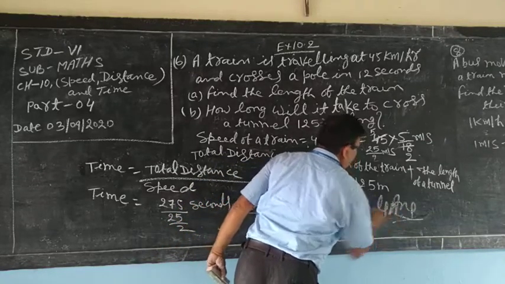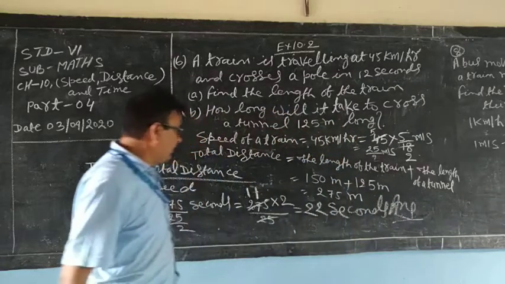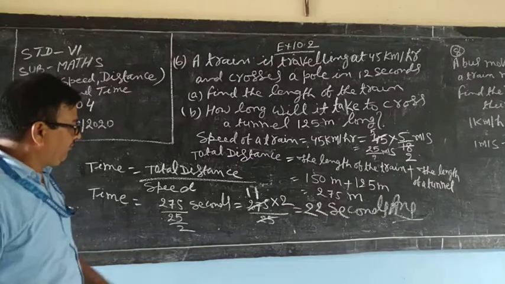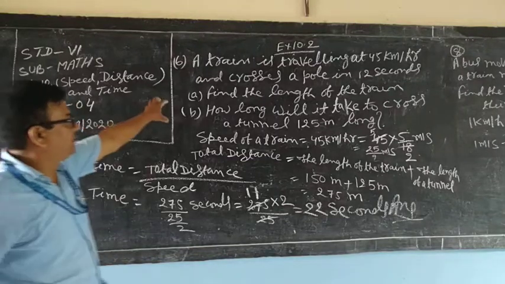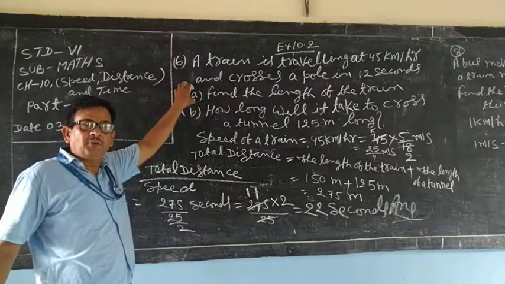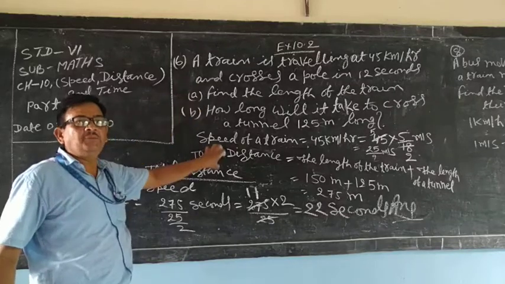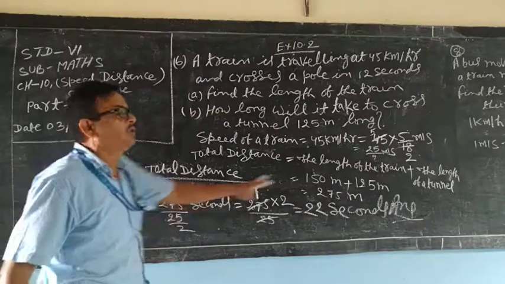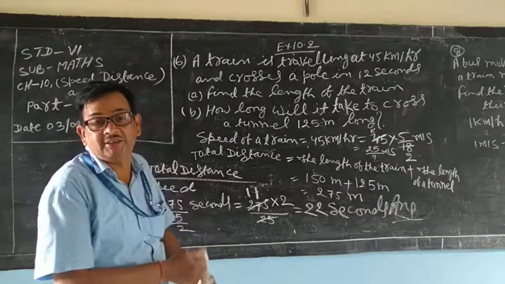Understood? 22 seconds. 11 into 2, 22 seconds. This is the answer. So here are two parts of this answer. First is asking to find the length of the train, so 150 meter, and how long it will take means time is asking, 22 seconds is there.